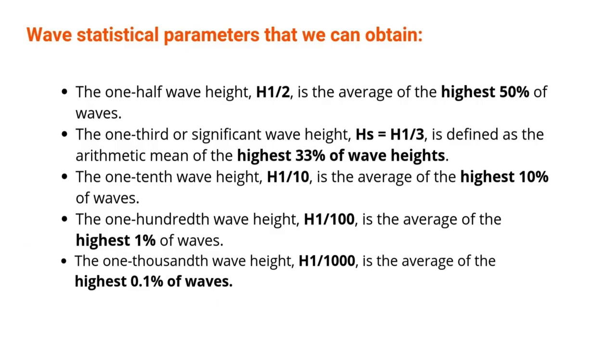The 1/2 wave height is the average of the highest 50% of waves. The 1/3 or significant wave height is defined as the arithmetic mean of the highest 33% of waves. The 1/10 wave height is the average of the highest 10% of waves. The 100th wave height is the average of the highest 1% of waves. The 1000th wave height is the average of the highest 0.1% of waves, and so on.